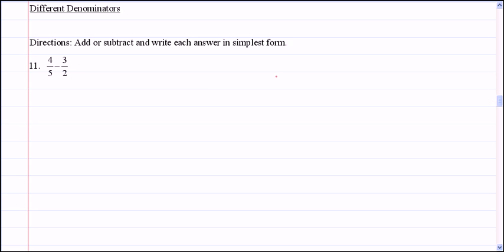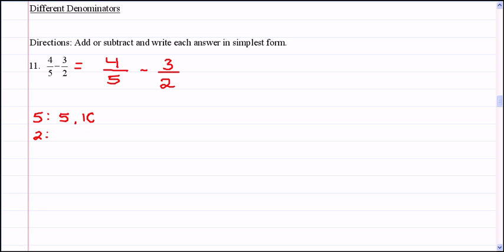Now the rest of the problems will have different denominators, but the directions are the same, to add or subtract and write each answer in simplest form. So the first thing I want to do is rewrite 4/5 minus 3/2, and then find what's called the least common denominator. The least common denominator is found by taking my denominators of 5 and 2 and just writing out the first 5 multiples of each.